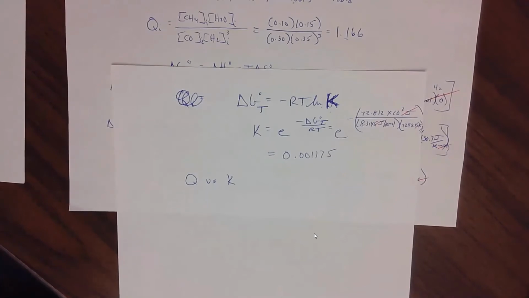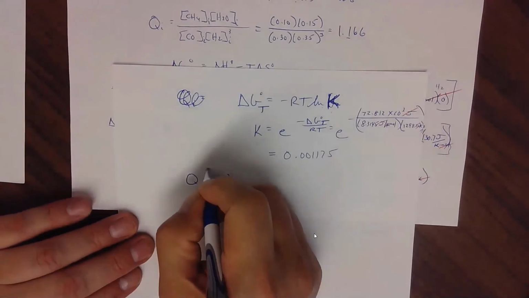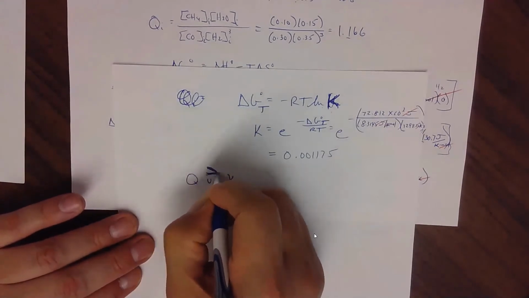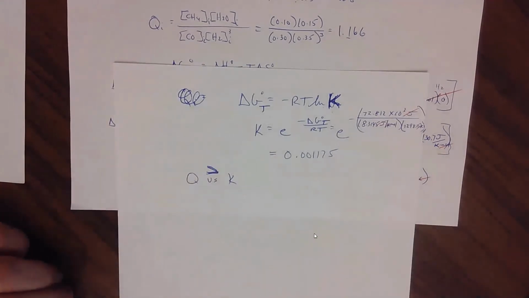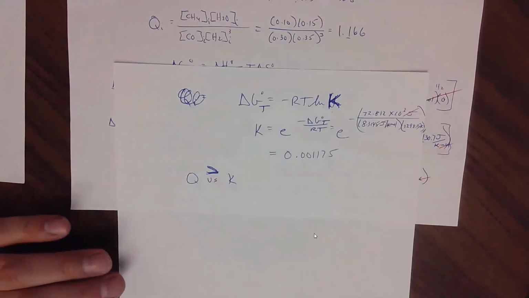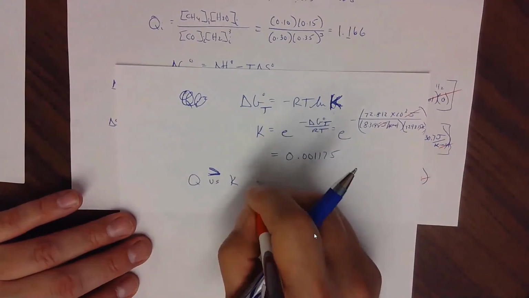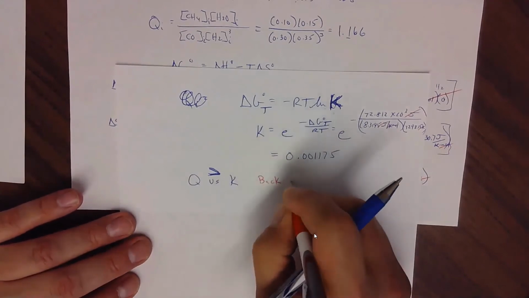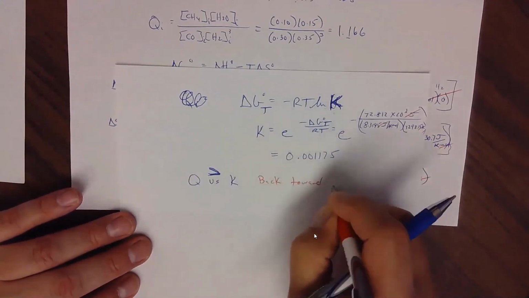Which way is this reaction going to go? Kaylee, what do you think? Q will be greater than K. Okay, so Q is greater than K. So what's that tell you? It's going towards reactants. Yeah, right. There's too many products, so back towards reactants.